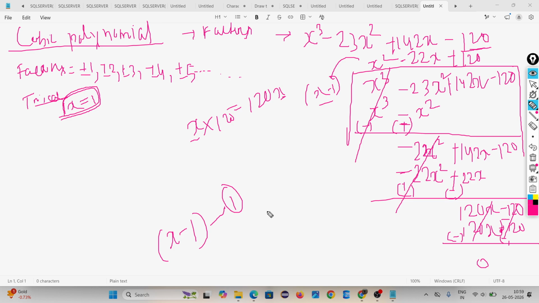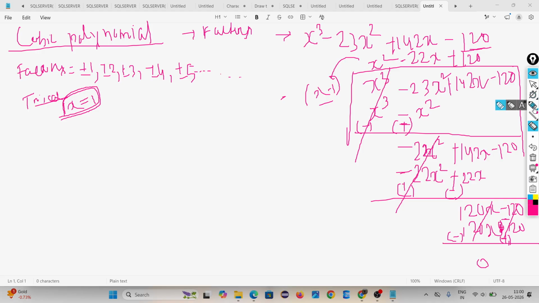Remainder is 0. 120 minus 120 also. Then symbol change. Okay. Now you look. Till now you are not getting the factor. Your polynomial is x cube minus 23x square plus 142x minus 120. This is your given polynomial.